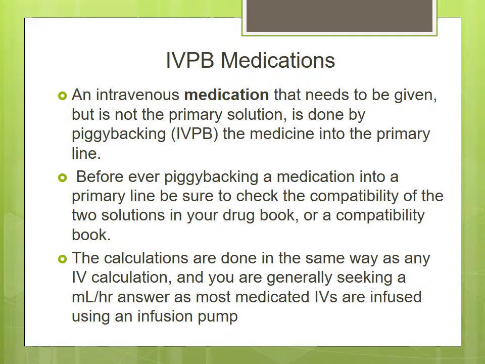An intravenous medication that needs to be given but is not the primary solution is done by piggybacking, abbreviation IVPB, the medication into the primary line. Before ever piggybacking a medication into a primary line, be sure to check the compatibility of the two solutions in your drug book or a compatibility book. The calculations are done in the same way as any IV calculation, and you are generally seeking a milliliter per hour answer, as most medicated IVs are infused using an infusion pump.